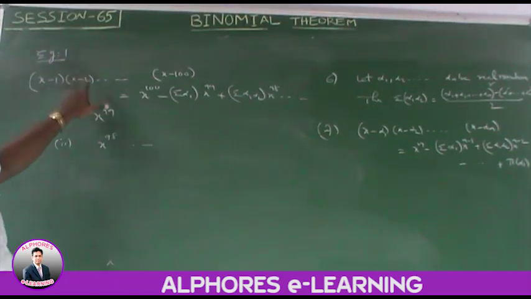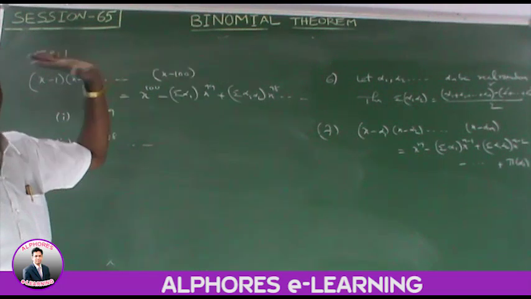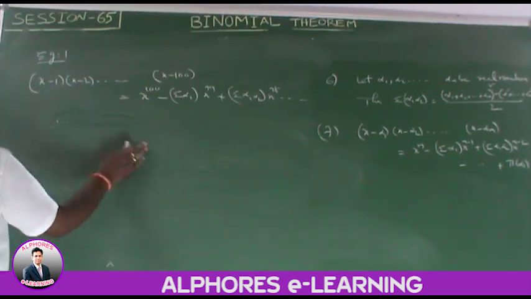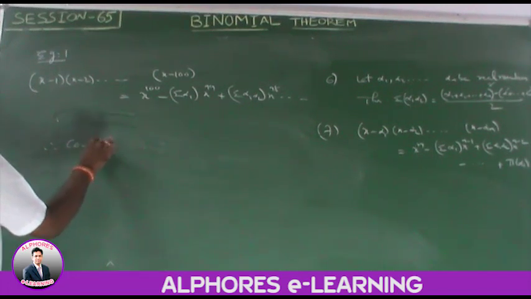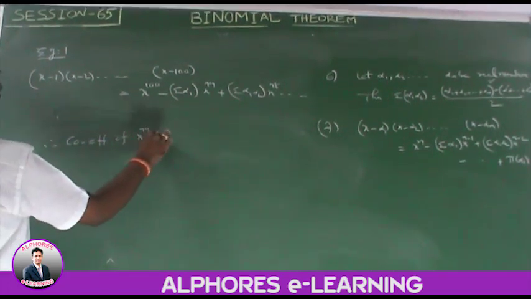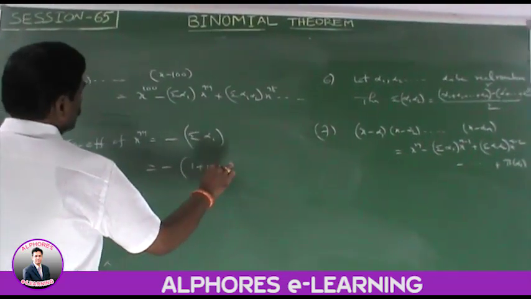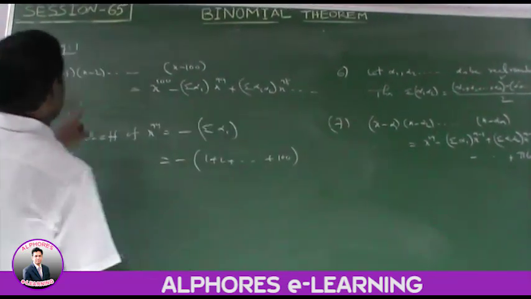Alpha 1 is equal to 1, alpha 2 is equal to 2, and so on, alpha n is equal to 100. Please note this value. Therefore, the coefficient of x power 99 is equal to minus sigma alpha 1. That means minus of 1 plus 2 plus so on up to 100. What are the values of alpha 1, alpha 2, up to 100?